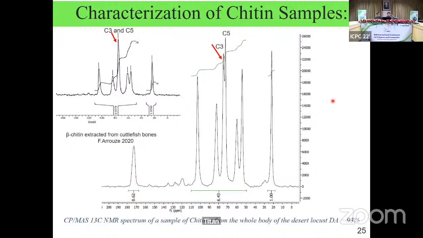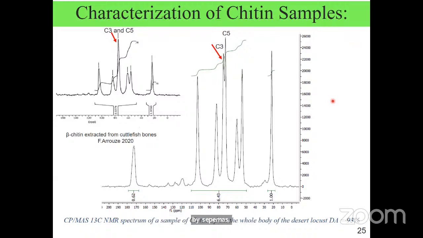To confirm this result, the prepared chitins are analyzed by CP-MAS NMR. This is an example of chitin from the whole body. We observed the signals relating to carbons 3 and 5 around 73 and 75 ppm, which is characteristic of an alpha structure, unlike the beta structure, where a single peak corresponds to these two carbons.